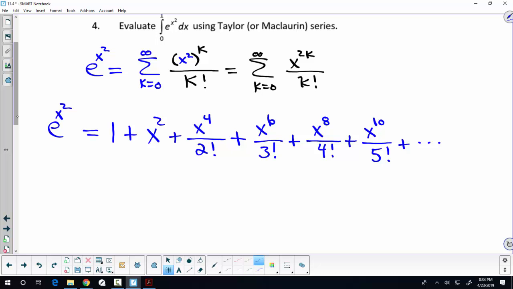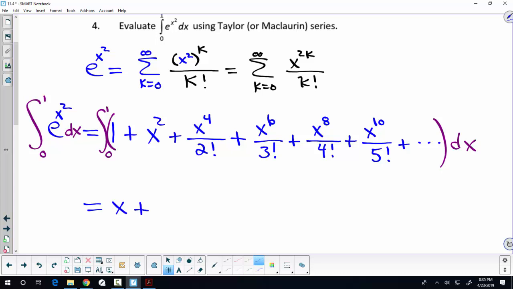So in order to find the integral from 0 to 1 of e to the x squared, we're just going to integrate with respect to x both sides of that equation. So the integral from 0 to 1 with respect to x, which is just equivalent to looking at this integration term by term. It's the antiderivative of 1 with respect to x, the antiderivative of x squared with respect to x, etc.